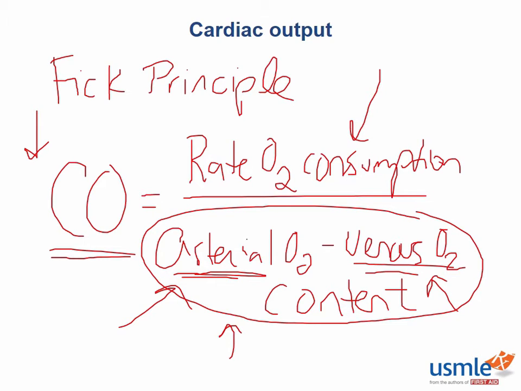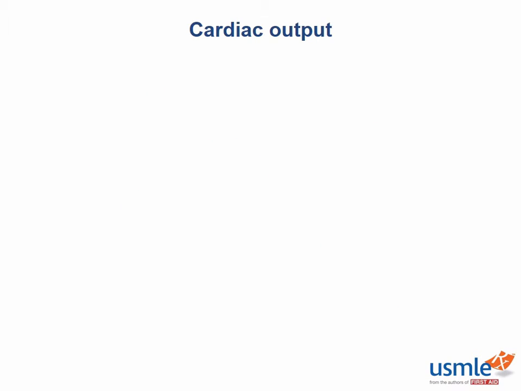Calculating the rate of O2 consumption requires us to analyze expired air, and it's somewhat difficult to do in clinical practice. So this is more of a conceptual exercise to understand that cardiac output is related to oxygen consumption in tissues. The next equation for us to discuss has to do with the mean arterial pressure, which I will put in short as MAP.